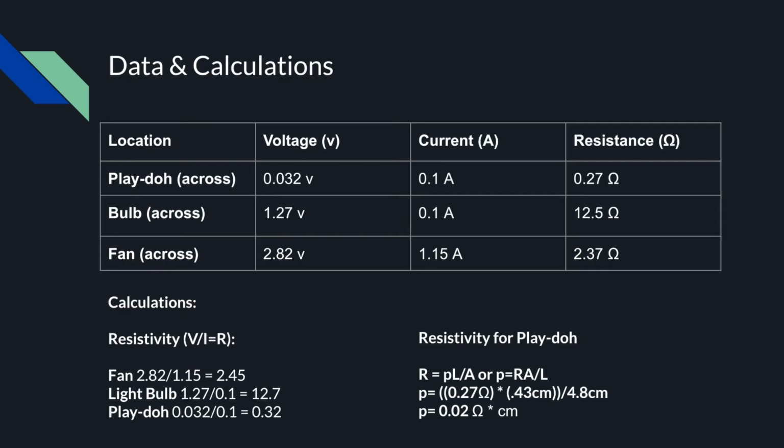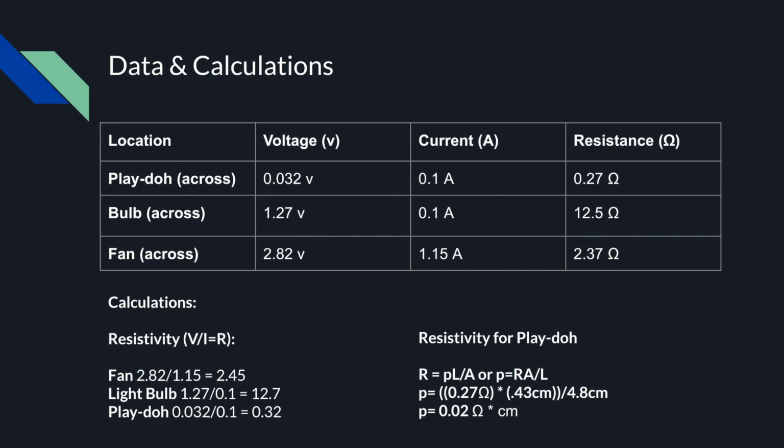The data and collections section here shows that our Play-Doh had the lowest voltage across, with the fan showing the highest voltage. The current was the same for the Play-Doh and the bulb, with the fan slightly higher at 1.15. And the resistance was the lowest in the Play-Doh. Resistance was measured using voltage divided by current, which gave us the resistance for both the fan and the light bulb as well as the Play-Doh.